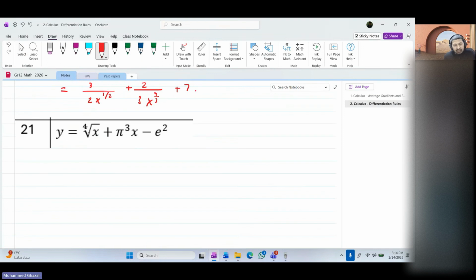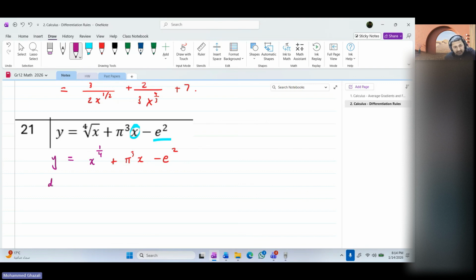Right, so as you can see, you have the fourth root of x. So y is equal to x to the power 1 over 4. Don't worry about these numbers, right? Pi cubed is just a number, so focus on the variable. There is no variable here, so the derivative of that will be, you know what that will be, right? So plus pi cubed x minus e squared.